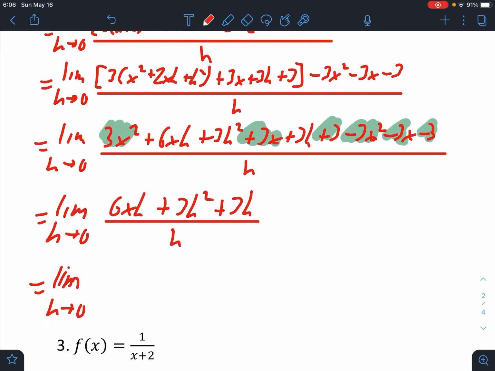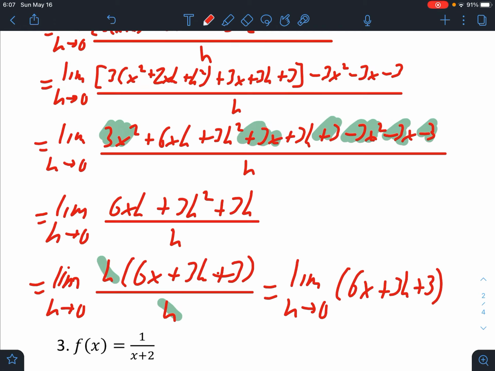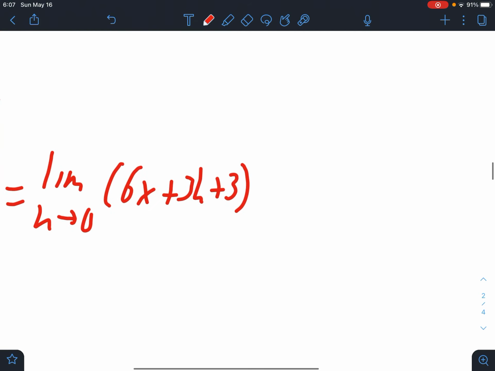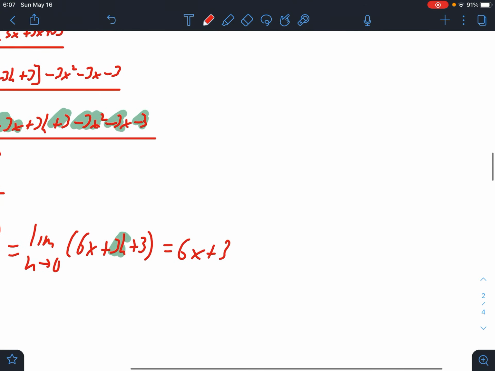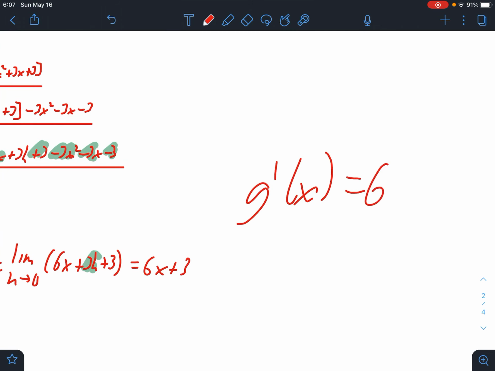And now I can factor out an h in the numerator, leaving 6x plus 3h plus 3. And if we cancel those out, we're left with limit as h approaches 0 of 6x plus 3h plus 3. And finally, we're at the point where we can put 0 in for h and not get divided by 0. So if you put 0 in for h, our final answer here is 6x plus 3. So our answer we'd write as g prime of x equals 6x plus 3.